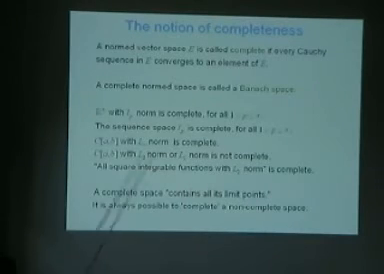A complete space contains all its limit points. The nice thing about completeness is that if you're stuck with a space that's not complete for some reason, you can always just complete it. You can always say, I'm going to add in the minimum number of points needed so that every Cauchy sequence converges to a point in that space.